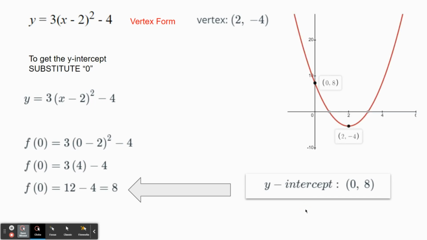And this is what the graph of that particular parabola looks like. You have a vertex of 2, comma, negative 4, which we got right away from the vertex form. But then we needed that y-intercept, which was 0, comma, 8. And you only get the y-intercept by substituting in 0 for x.